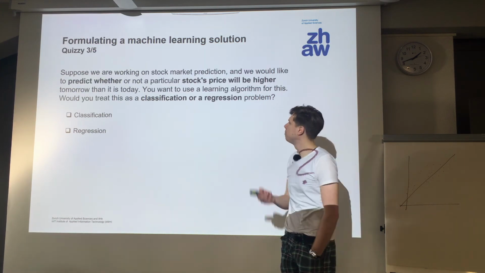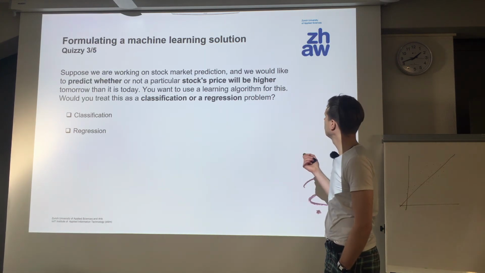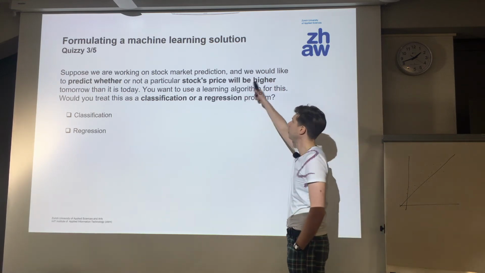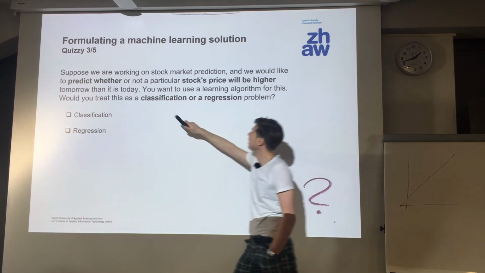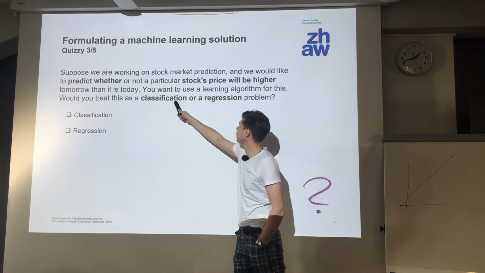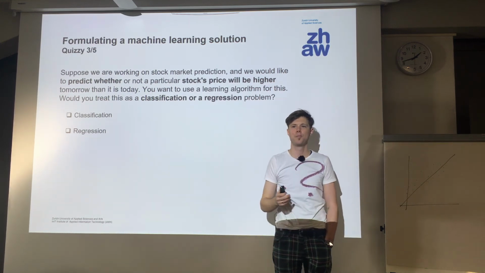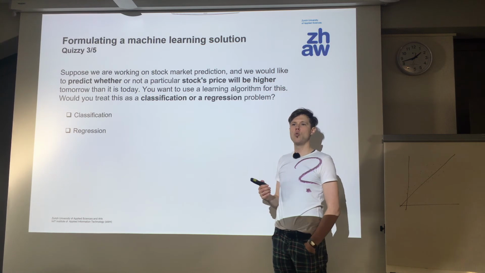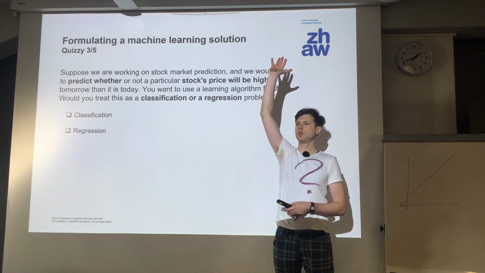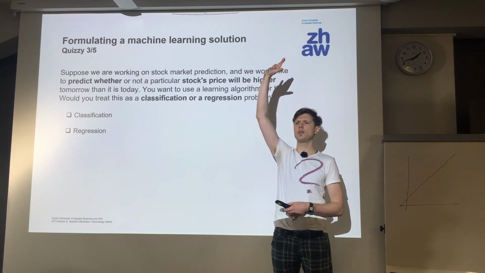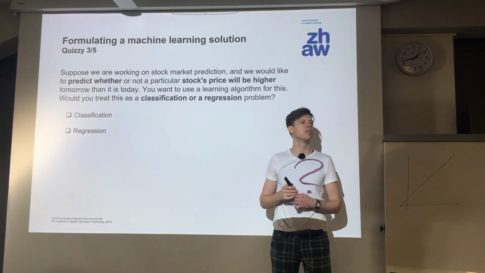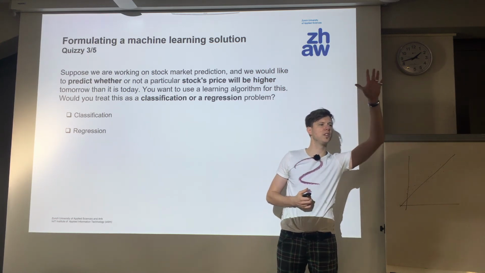Good. Suppose we are working on stock market prediction, and we would like to predict whether or not a particular stock's price will be higher tomorrow than today. You want to use a learning algorithm for this. Would you treat this as a classification or a regression problem? Who is for classification? 50%, 60% maybe? Maybe even 70. Who's for regression? That's only 5%. Okay.